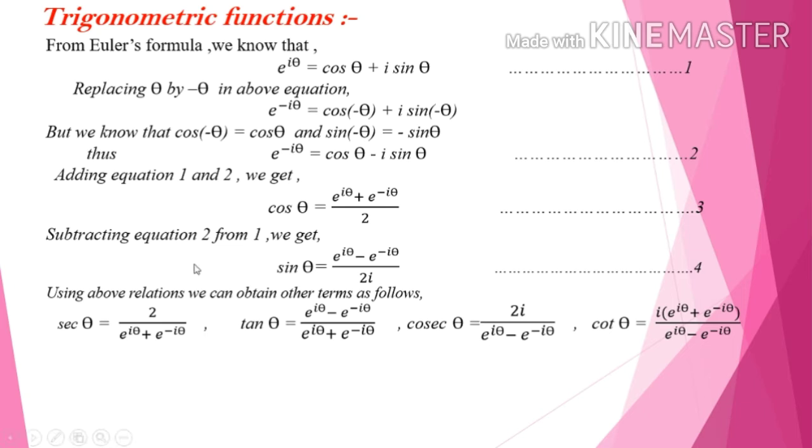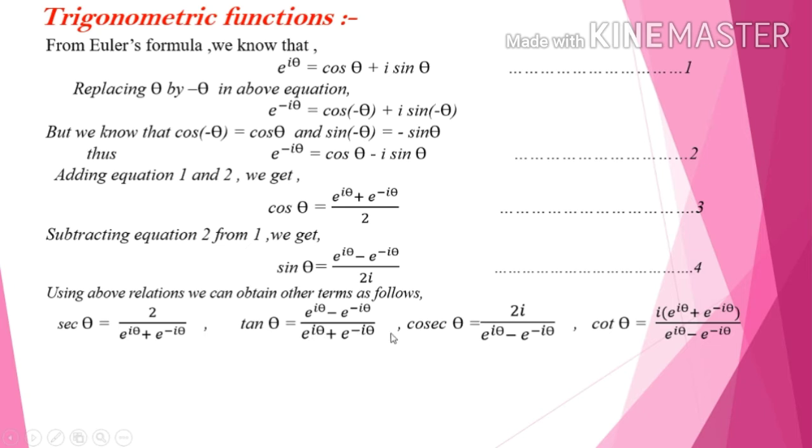Now we know that sec theta, another trigonometric term, is equal to 2 divided by e raised to i theta plus e raised to minus i theta. Now tan theta, what is exactly tan theta? We know sin theta divided by cos theta. By putting those terms, we get e raised to i theta minus e raised to minus i theta divided by e raised to i theta plus e raised to minus i theta.